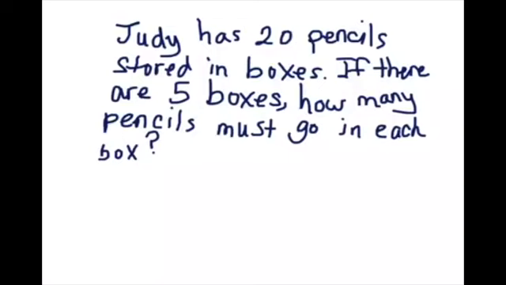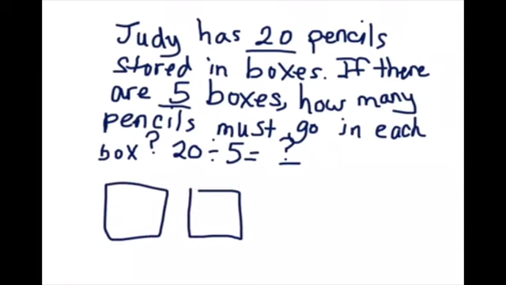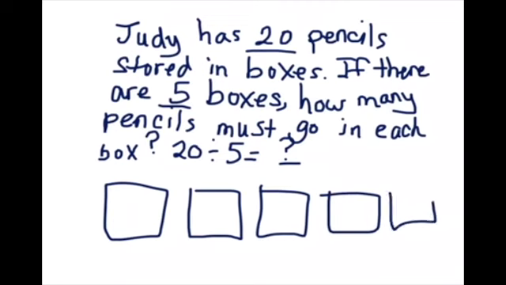Okay, I'm going to do our strategy. 20 pencils, that's the big number, and then 5 boxes. That's like saying 20 divided by 5. And what's our missing number? Well, let's draw a picture and find out. I'm going to draw 5 boxes. And I know that 20 pencils are total. They're not going to be in each box. That's the total. So that's what I'm going to do. I'm going to put 1 pencil in each box at a time. And I'm going to stop when I get to 20.